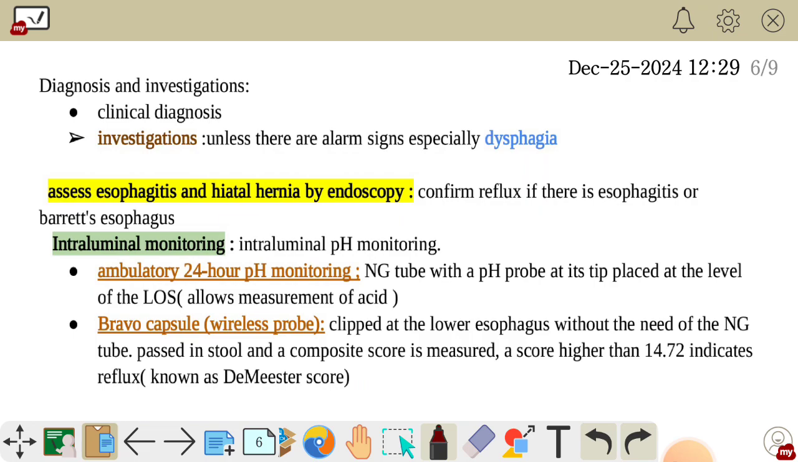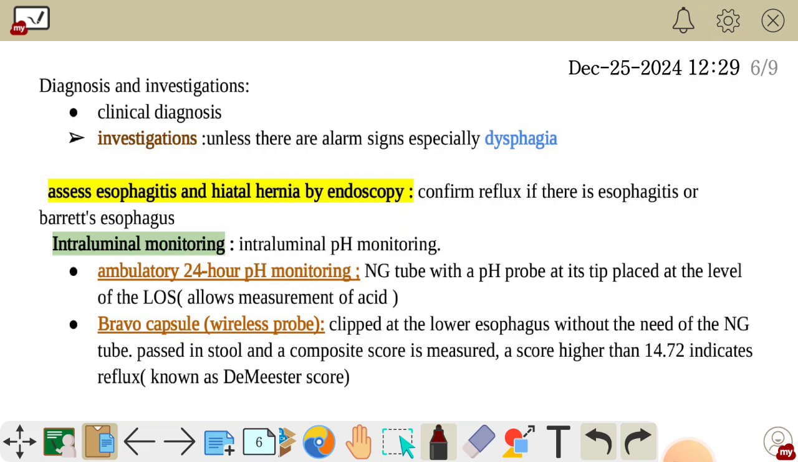Okay, so the calculations will be made and the score will be done, and then that composite score, if it is higher than 14.72, will indicate reflux, and a score higher than 14.72 is known as the DeMeester score. So those are some of the investigations which can be done.